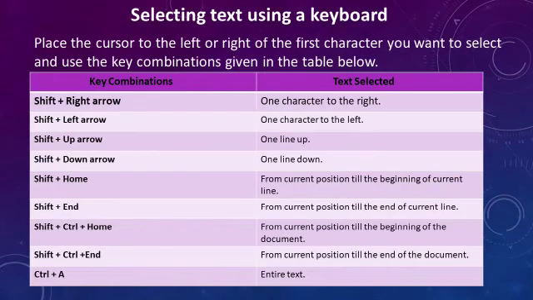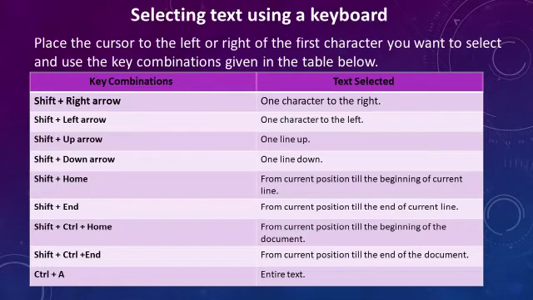In order to select text using a keyboard, follow the given steps. Place the cursor to the left or right of the first character you want to select and use the key combinations given in the table below. Shift plus right arrow: one character to the right. Shift plus left arrow: one character to the left. Shift plus up arrow: one line up. Shift plus down arrow: one line down.